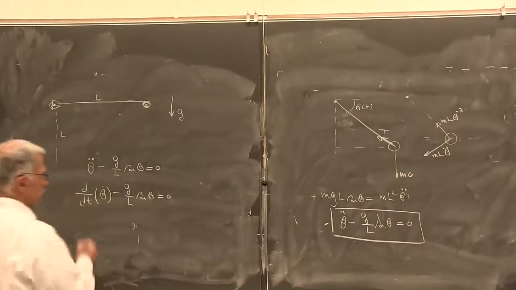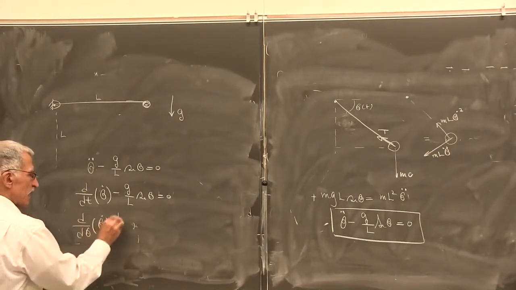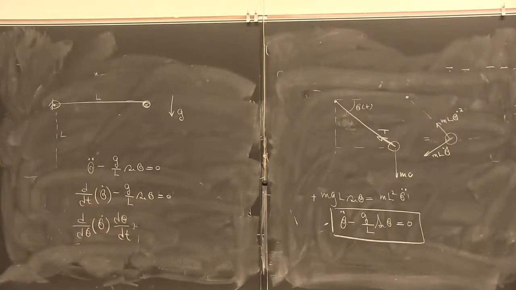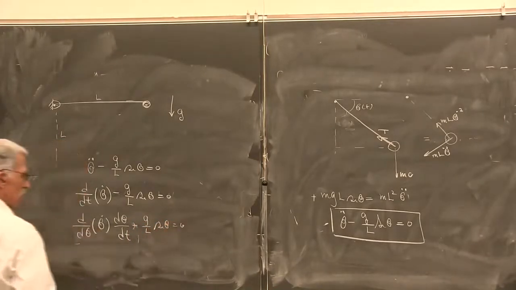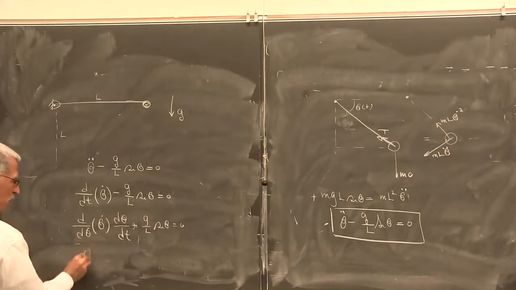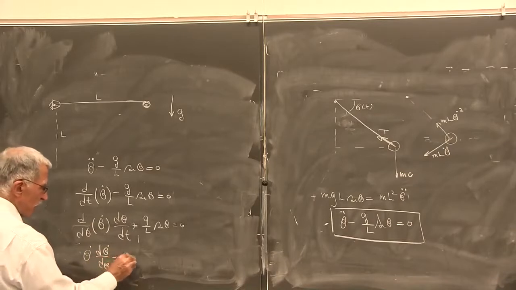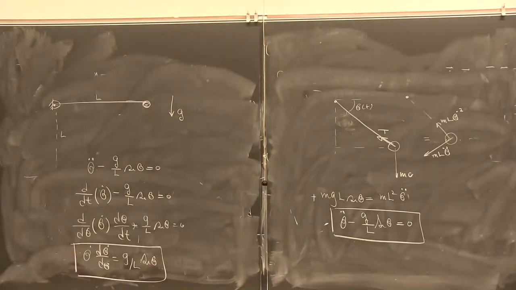Or you can do the change of variable, and you can say d over d theta, theta dot, d theta dt, that's the same thing, is equal to minus g over L sine theta equal to 0. And this becomes theta dot, d theta is equal to g over L sine theta. So this differential equation, you can solve it, and it gives you the angular velocity at any time.